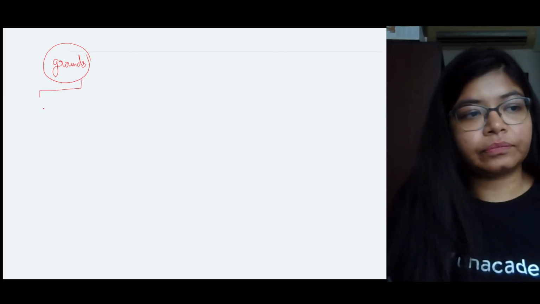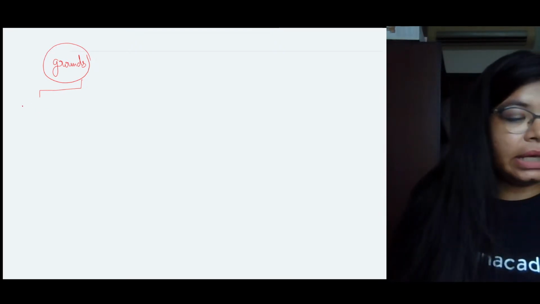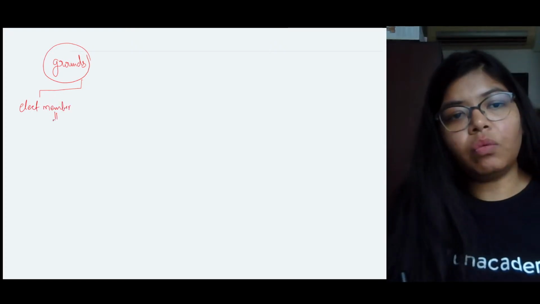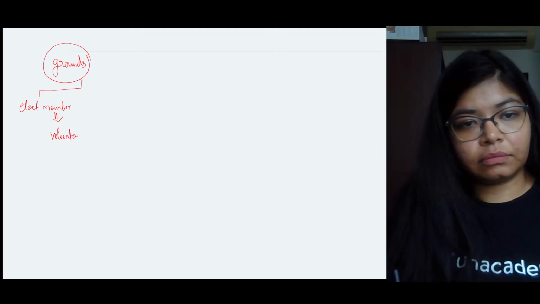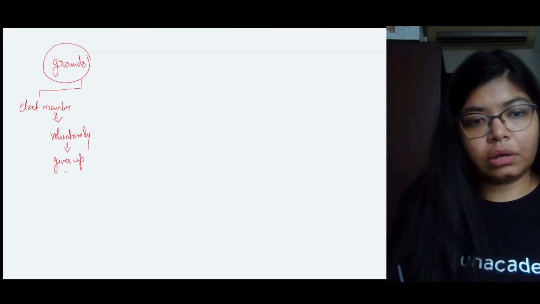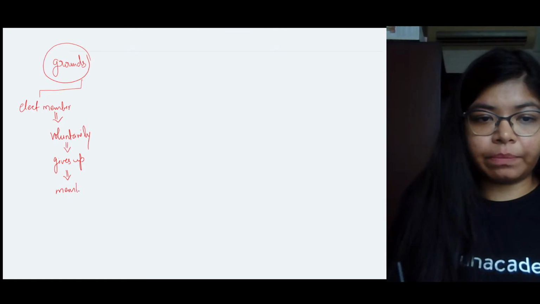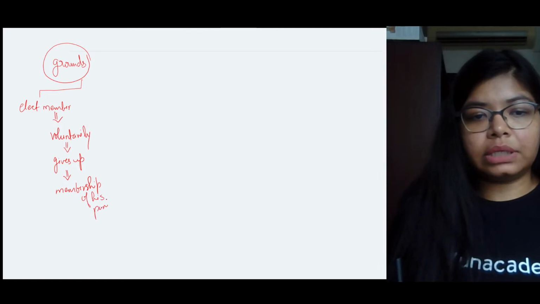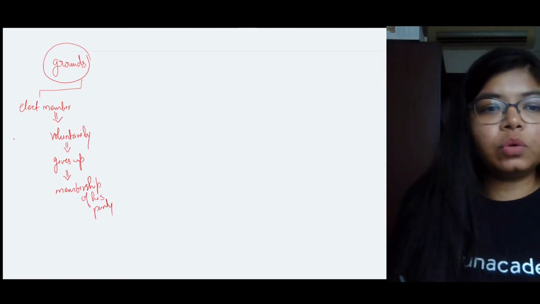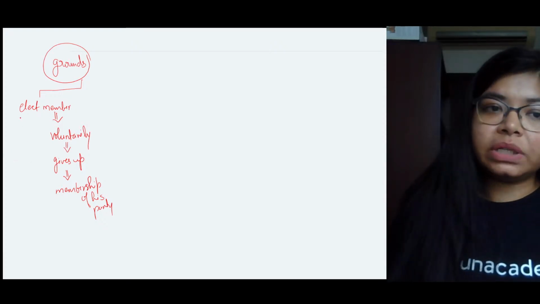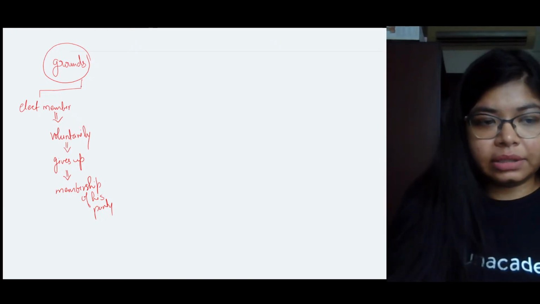ठीक है, तो पहला ग्राउंड है, okay, कि if an elected member voluntarily gives up his membership of his party. ठीक है, मोदी साहब का एग्जाम्पल ले लेते हैं. अगर मोदी साहब आज कहते हैं कि हम बीजेपी के पार्ट नहीं रहेंगे, which means he has defected. ठीक है, ये क्लियर है सबको?